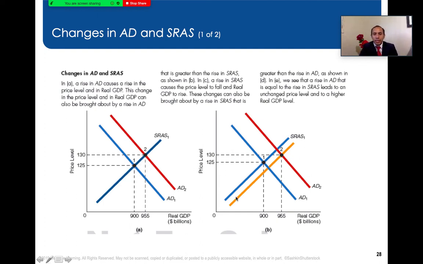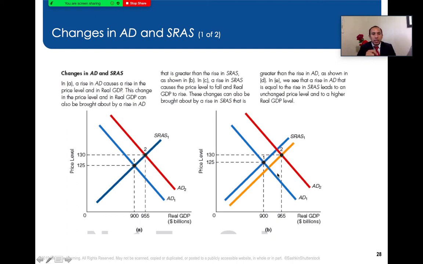In panel B, we have a simultaneous increase. We're going to start with equilibrium 1, where the price level is 125 and the units in real GDP are 900. So we have an increase in aggregate demand and a shift in aggregate supply. Let's look at what's happening here.